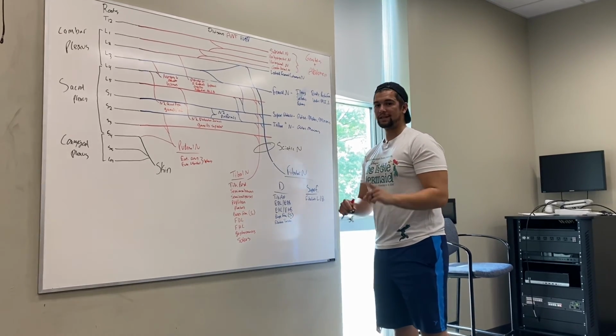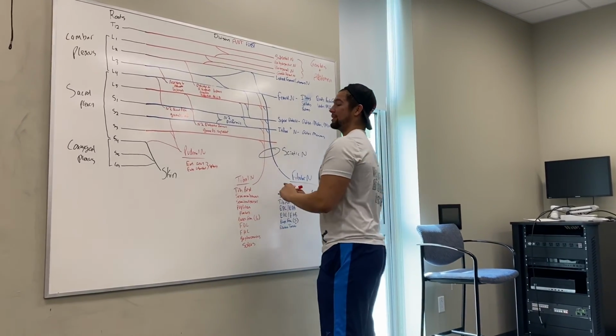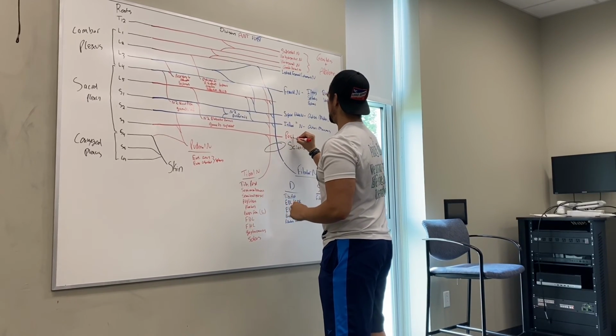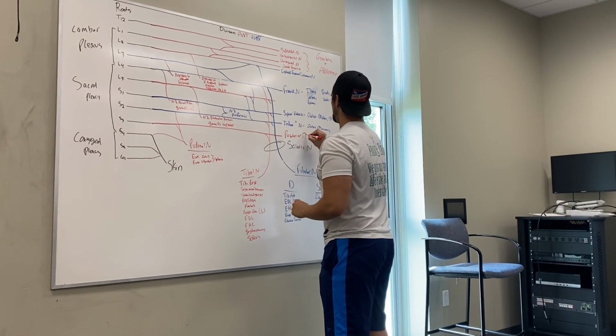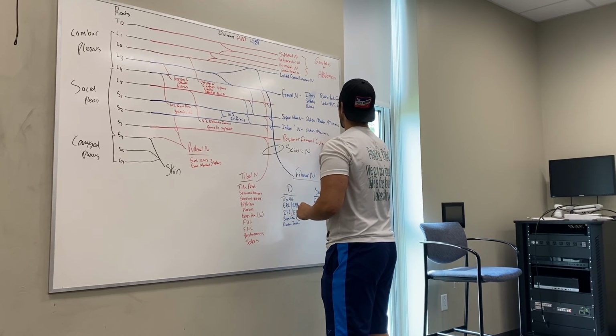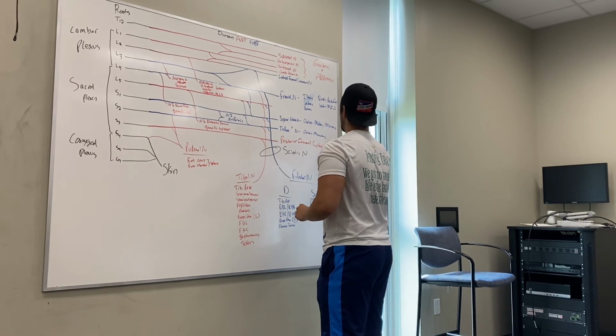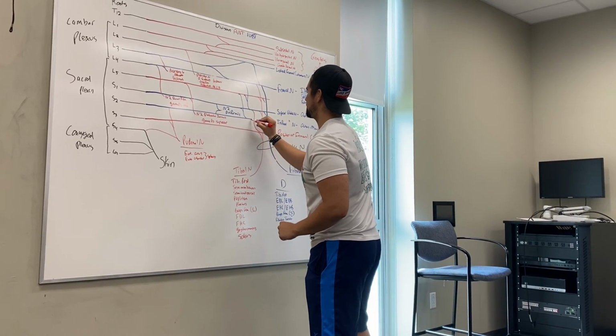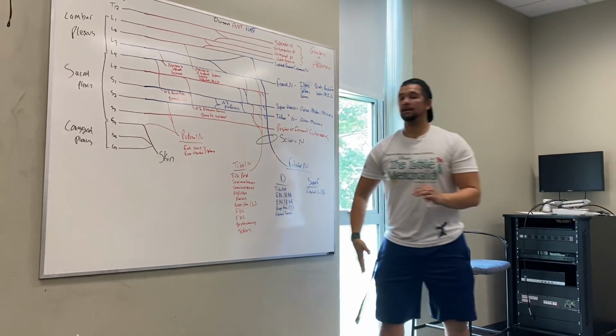Also, a little nugget of information that I left out, my apologies. We did not put in the posterior femoral cutaneous nerve, and that is from S1, S2, coming into S3. And that innervates posterior thigh.